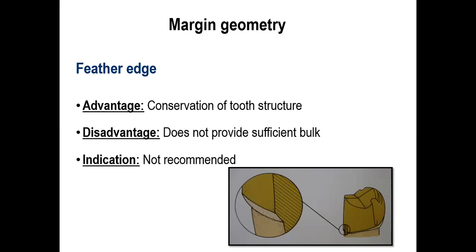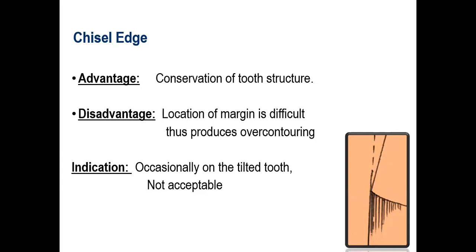First is feather edge. These are also called shoulderless crown preparation. The advantage is conservation of tooth structure. But they should be avoided because they will not provide adequate bulk at the margins. Obviously it is a conservative design, but what will happen if tooth preparation is less? It will result in an over-contoured restoration. And when we are making the wax pattern, it will also be difficult to handle. So it is not recommended. Same as that, chisel edge is also the same. It is a variation of feather edge. It is also not acceptable.